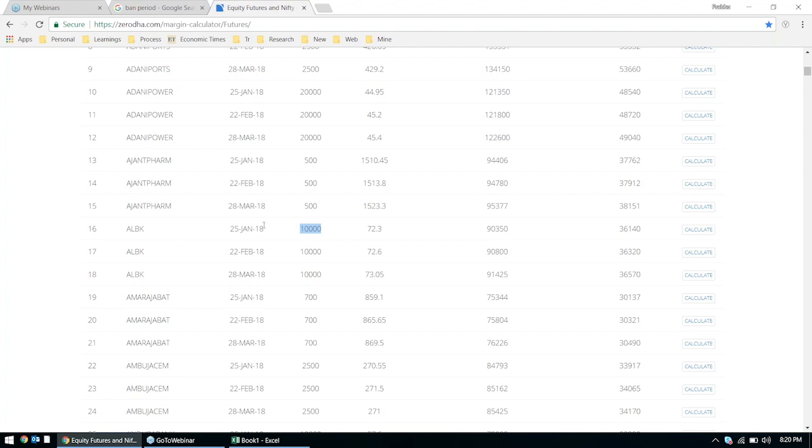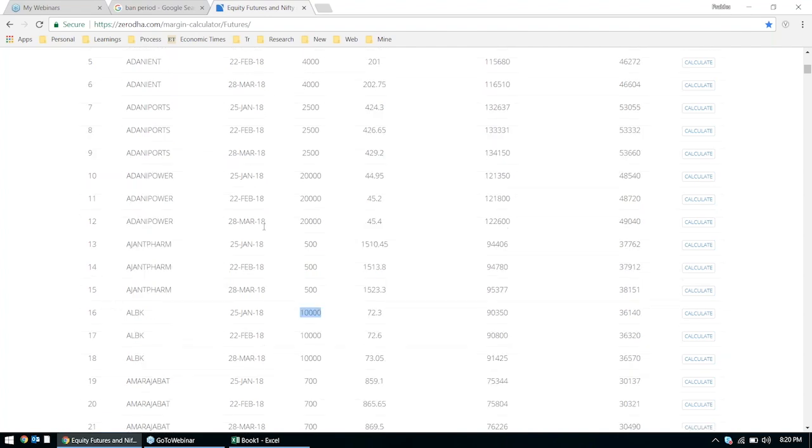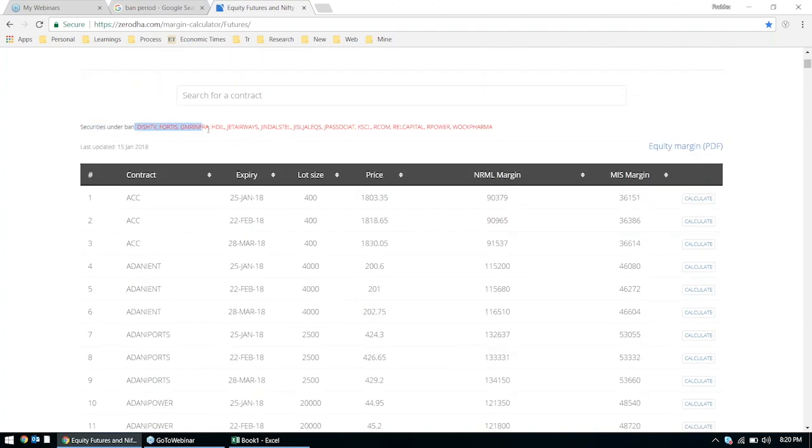So what are the ban period stocks for today? You can see here under ban for today are Dish TV, Fortis, GMR Infra, HDIL, Jet Airways, Jindal Steel, JP Associates, RCom, Reliance Capital, and Arpal Workforce. These 12 stocks are in ban period for today.